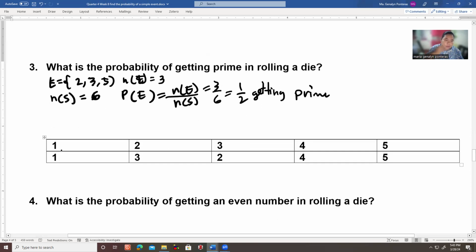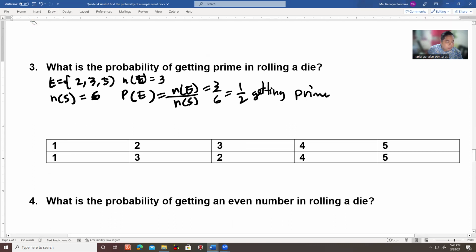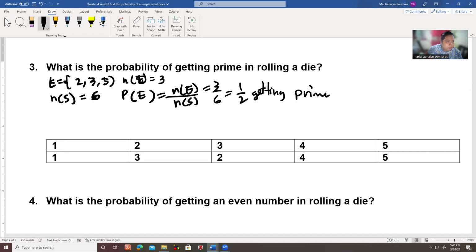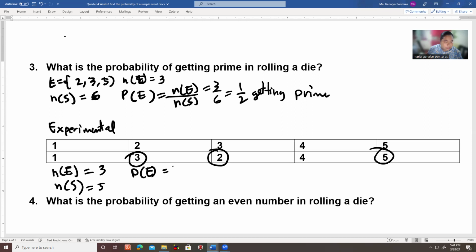Now, in experimental probability, we base on the table. What are the primes in our table? You have 3, you have 2, and you have 5. So cardinality is 3, sample space is 5. So P of E is equal to 3 over 5.